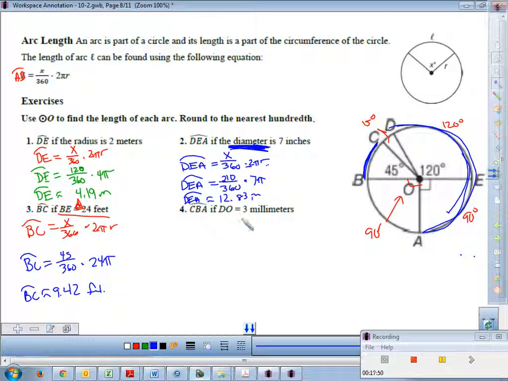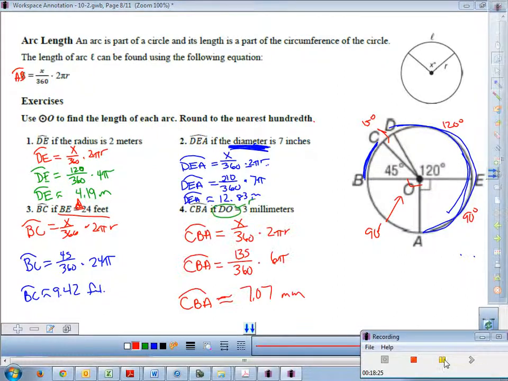Why don't you pause the video and set up number 4 right here. The central angle of arc CBA is 135, here's the 45 and the 90 put together. The radius, the distance from D to O, is 3, so when I substitute that in, I have to take it times 2. Then I'd type 135 divided by 360, hit equals, take it times 6 pi, and I should get 7.07.